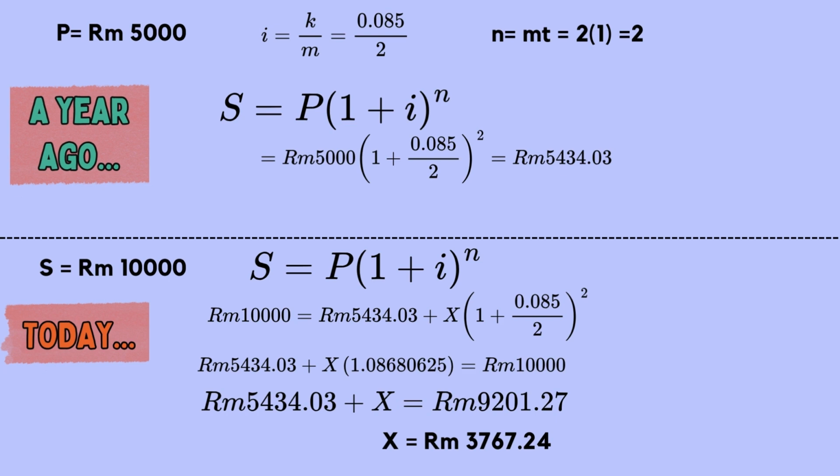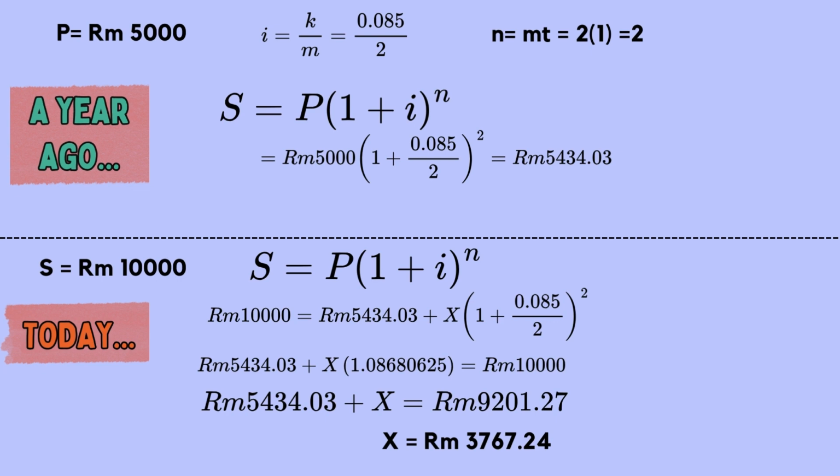But still we're not done yet because S is only the amount Talita had after depositing 5,000 for a year. So now we have to find X. Using the same formula, P is now 5,434 ringgit and 3 cents plus X, open bracket 1 plus 0.085 divided by 2 close bracket powered by 2. Now we can change S to 10,000 because the question asks what X would be if S equals 10,000. So now we have to solve it one by one.